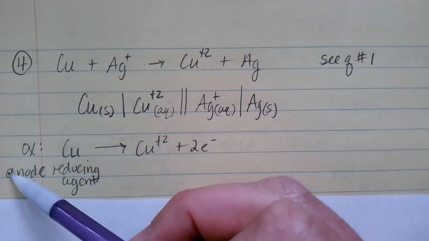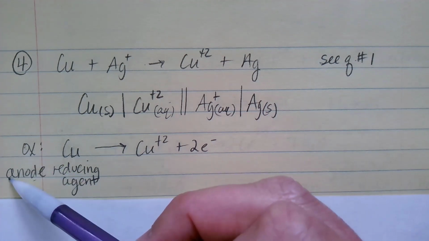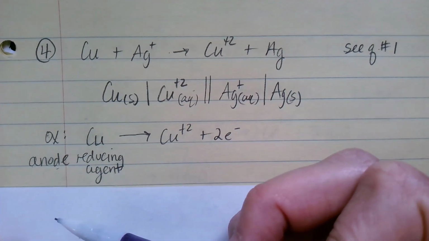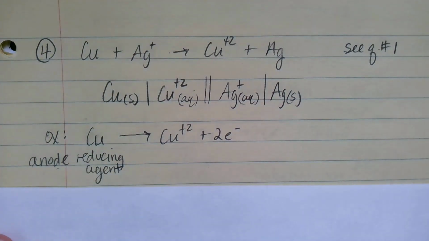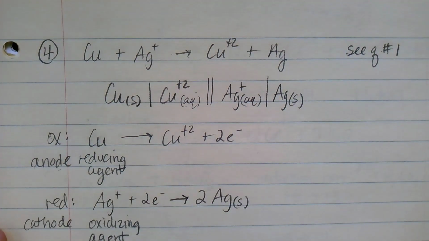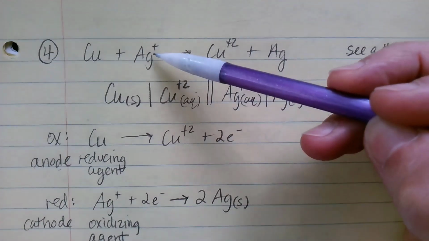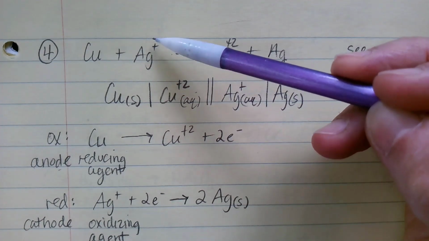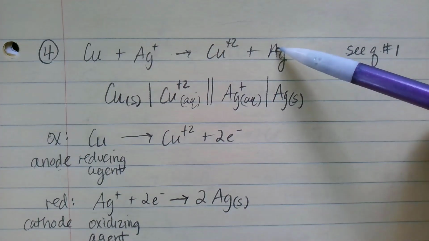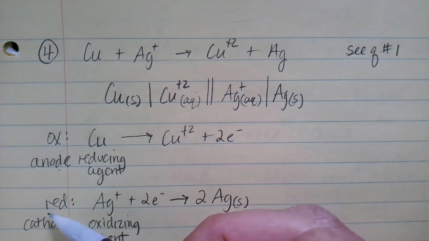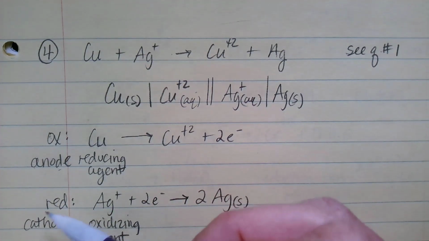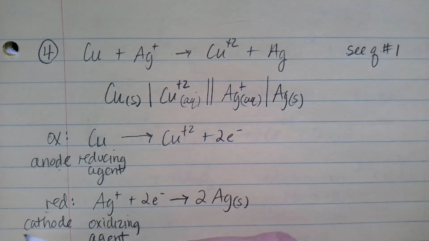So both start with a vowel. That's one way you can help remember it. Then we also said reduction is gaining electrons. So we went from a positive to a neutral. So our silver is where reduction, again, reduction and cathode, that at the cathode is where reduction is happening. They're both consonants.